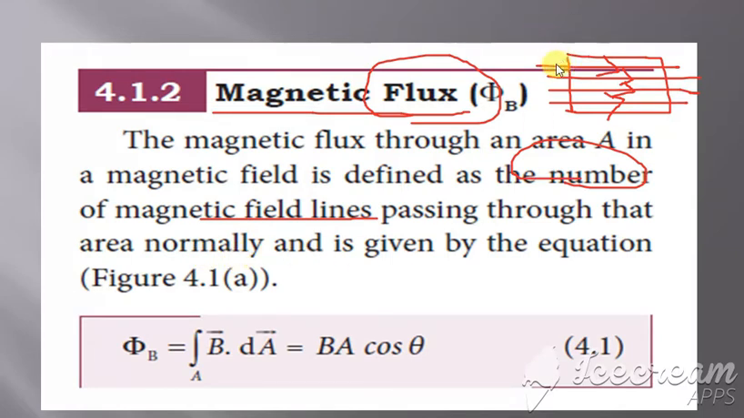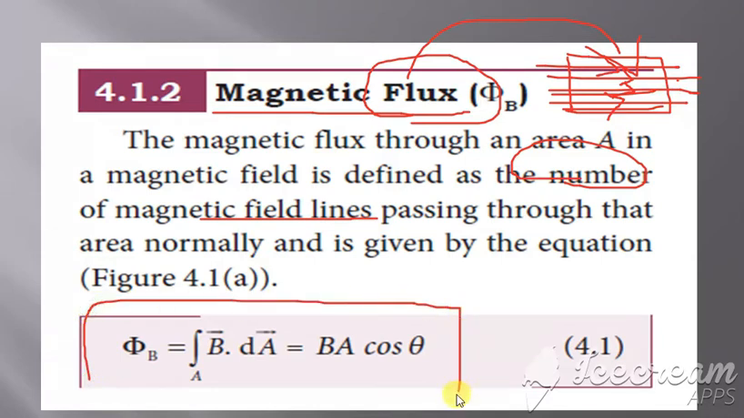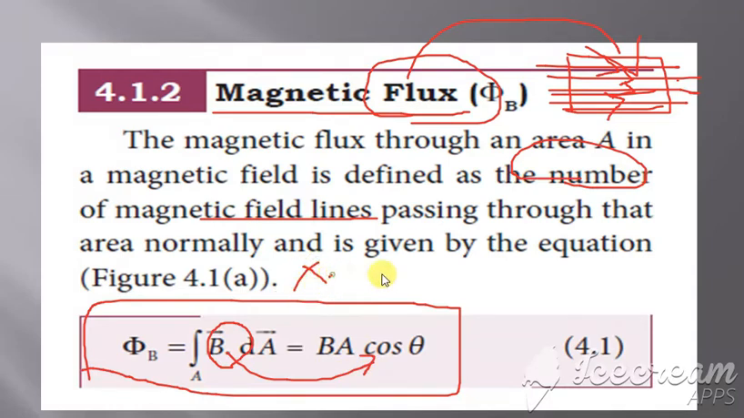Magnetic flux is just the number of lines. And it is given by the formula phi equals integral B dot dA. Whenever we have a dot product, we write cos; whenever we have a cross product, we write sine, is it not? Here we have a dot, so we write cos theta. So B A into cos theta. Clear? This is the formula for magnetic flux.